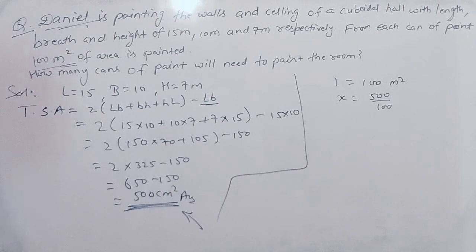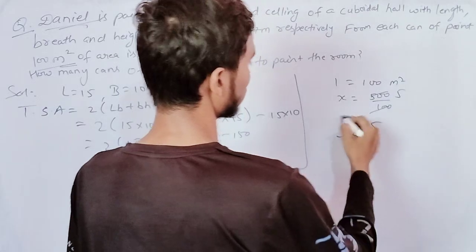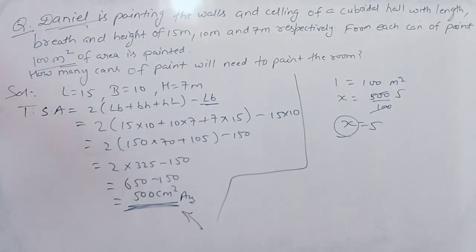So of course it will be how much? 5. X is equal to the number of cans. So 5 cans will cover this area. 5 cans. Okay.